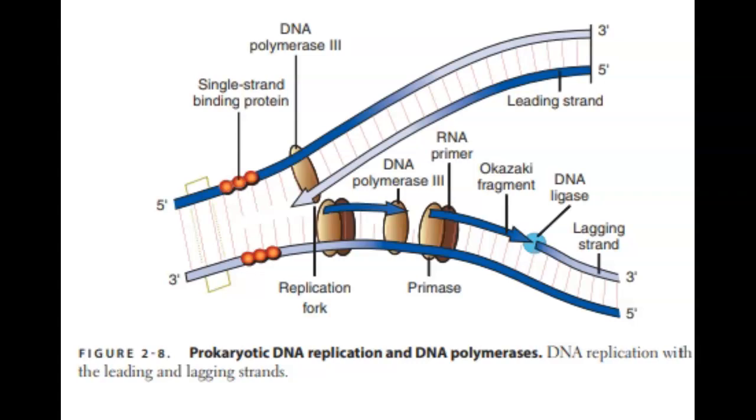Leading strand is replicated in the direction in which the replication fork is moving. Synthesized continuously. Lagging strand is copied in the opposite direction of the moving replication fork. Synthesized discontinuously. The short, discontinuous fragments are known as Okazaki fragments.